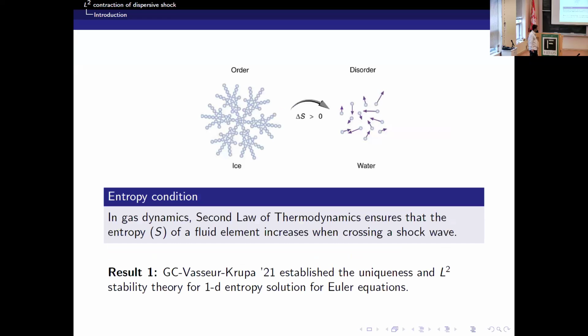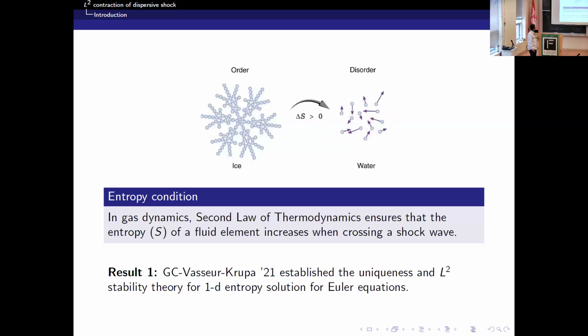So how do we describe this shock? One way is using the compressible Euler equation. But if you only talk about the compressible Euler equation, you're not going to have uniqueness, because you have some unphysical solutions that do not satisfy the entropy condition. So you want to add the entropy condition and select the unique solution, especially in 1D.